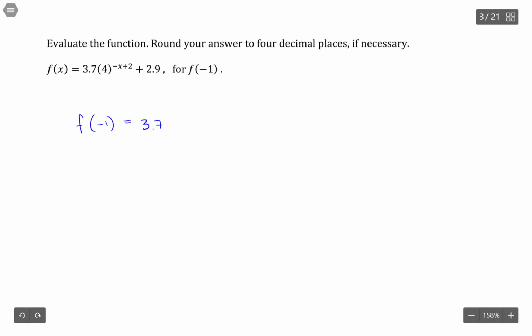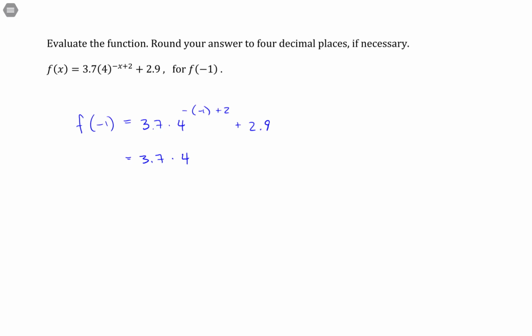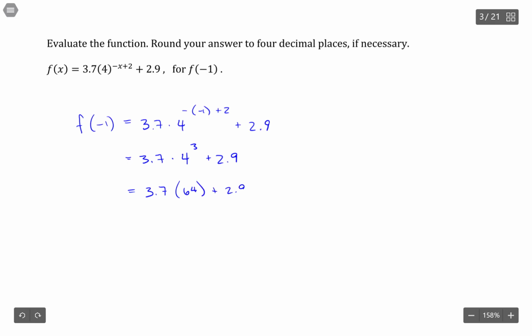So we'll do that within the function as well. So 3.7 times 4 raised to the opposite of negative 1 plus 2, plus 2.9. So this would be 3.7 times 4 raised to the, this would be positive 1 plus 2, which would be 3, plus 2.9. And 4 to the third, since I just happen to know that is 64, I'm going to go ahead and replace that and say 3.7 times 64 plus 2.9.